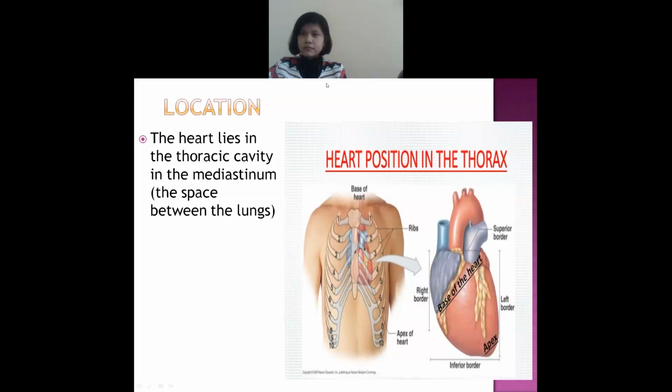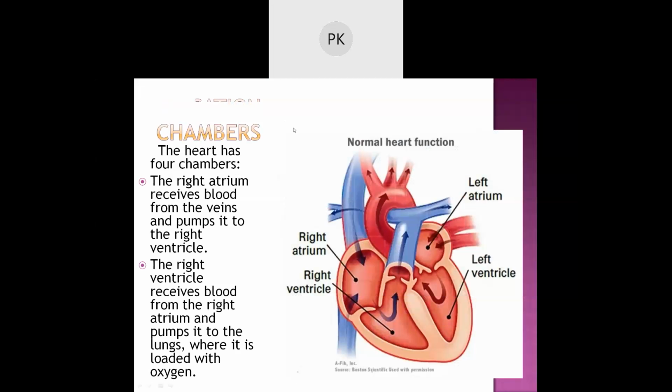Location of heart. The heart lies in the thoracic cavity in the mediastinum, the space between the two lungs. Mediastinum means? Space between two lungs. Okay.